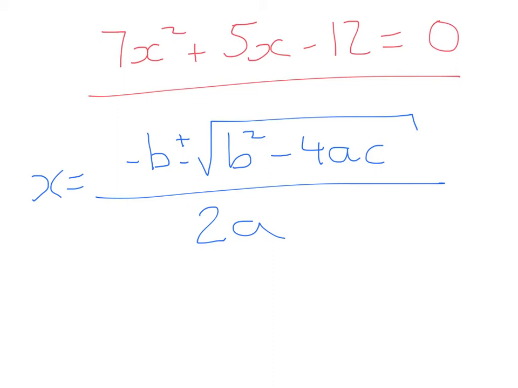Now, essentially, all we need to do is plug in the numbers. A is the number in front of the x squared, B is the number in front of the x, and C is the number that's on its own without any x.